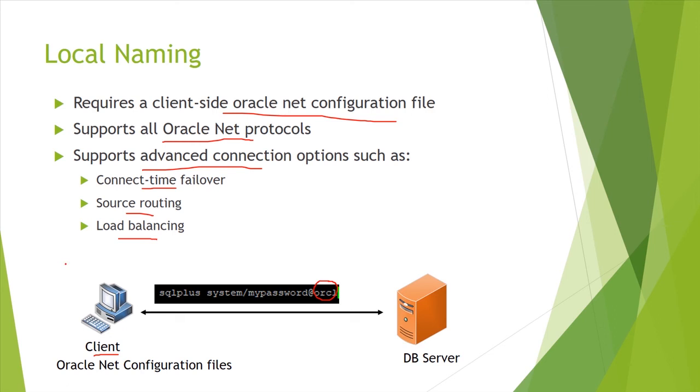Other methods to connect to the database are directory naming and external naming. Directory naming requires an LDAP server with Oracle Net names resolution information, like Oracle Internet Directory and Microsoft Active Directory services. Also, directory naming supports all Oracle Net protocols and all advanced connection options like connect time failover, source routing, and load balancing. In directory naming, the name resolution happens at the LDAP directory server, not at the client machine. The last method to connect to the database is the external naming method.